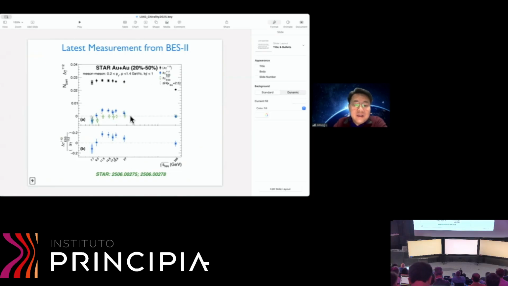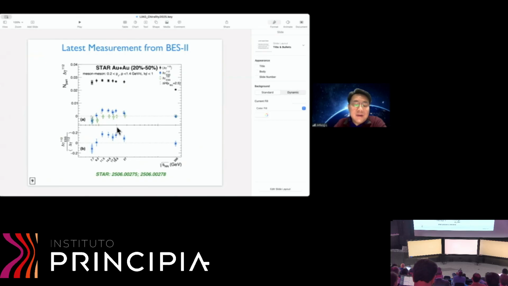This data, I think some of these were first shown at Quark Matter 23, and then I think was formally released just probably last month in these two papers from STAR. To cut a long story short, I'm sure our experimental friend will discuss this in detail. I just want to point out that in this 10 to 20 GeV range, there are several points with about 3 sigma signal. So that's great news.